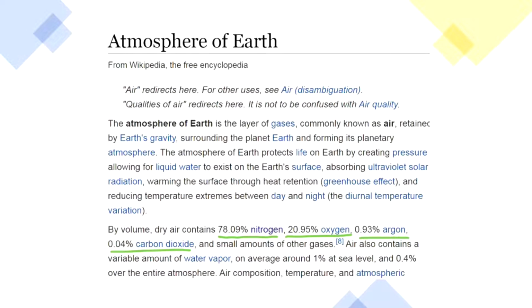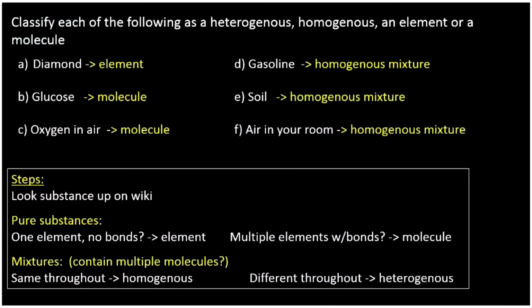And when we look around in your room, right, look just at the gas, none of the things behind it. The gas looks the same everywhere you look. And so that makes the atmosphere of the Earth a homogeneous mixture. And do remember that soil should be heterogeneous.